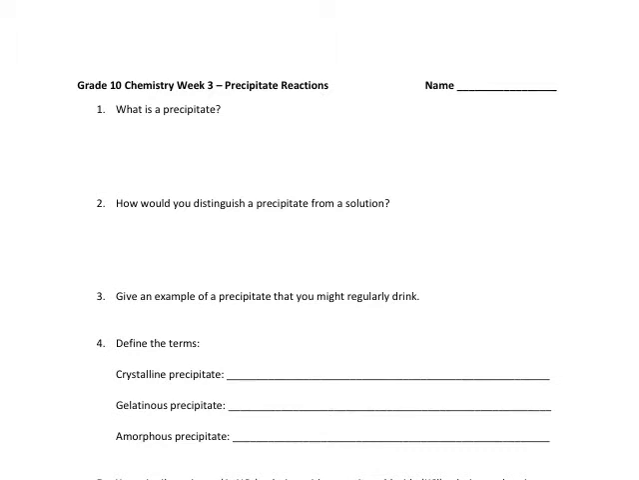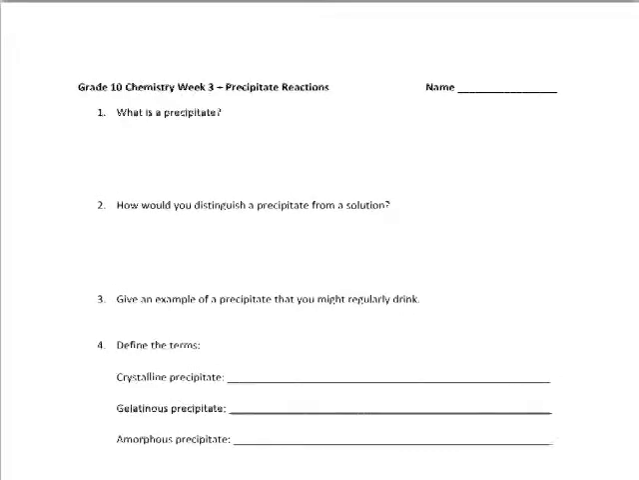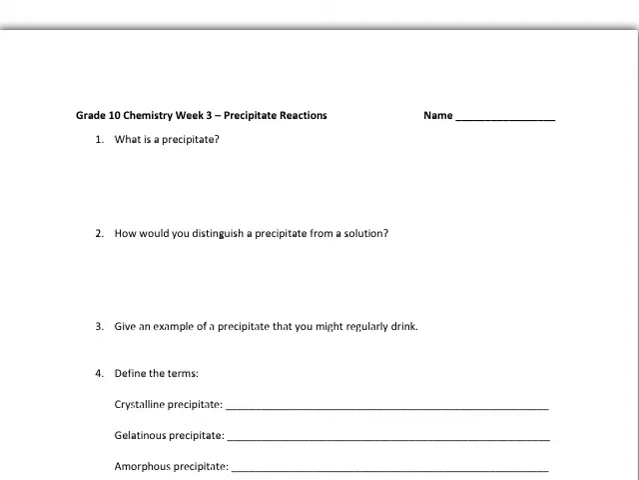Hopefully from listening in class you've realised that a precipitate is basically a fine solid in a liquid. So unlike when you dissolve something, the solid hangs around so that you can't get rid of it. And the idea is that there are solid particles.